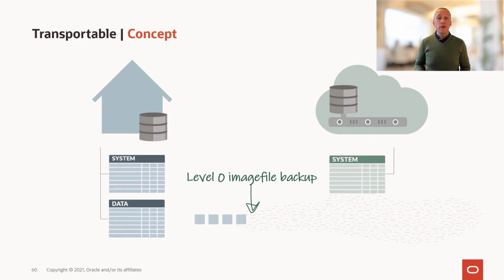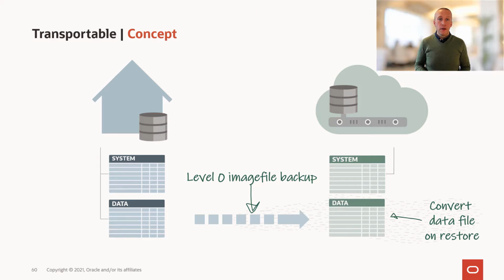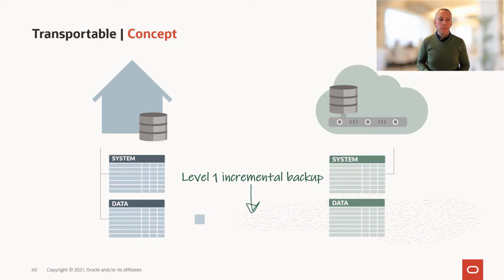First, we create a level 0 image file backup, and we restore it into our PDB, and at the same time, if necessary, we convert it into the right endian format. This you only need if you go cross-platform, cross-endianness. Then you can do level 1 incrementals and put them on top of that. And you can do as many as you like.